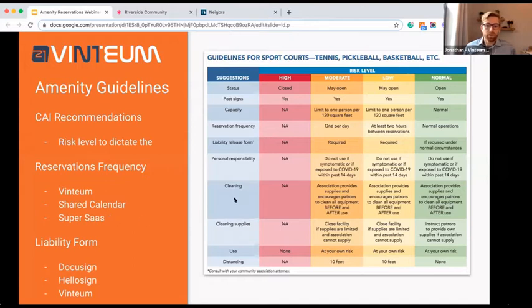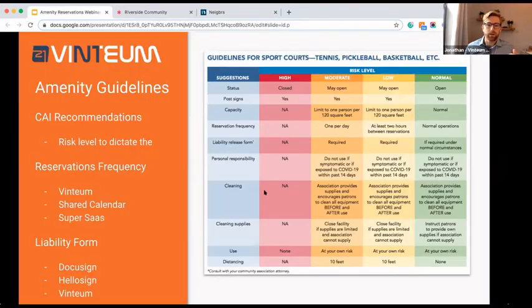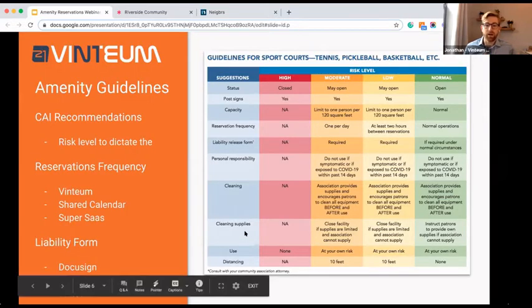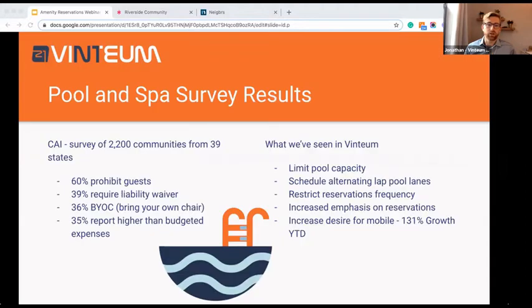So, a couple other things to consider: cleaning, making sure that there's adequate cleaning supplies, and then distancing and whether or not it's even open. So from here, let's go ahead and jump specifically into pool and spa survey results.